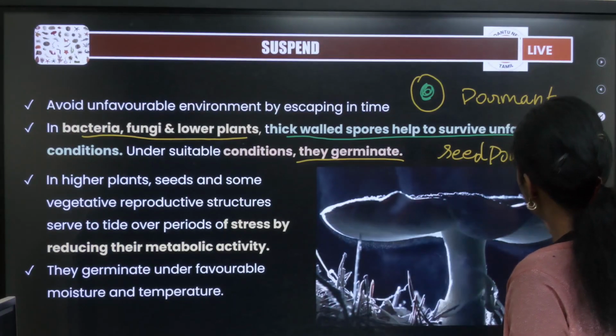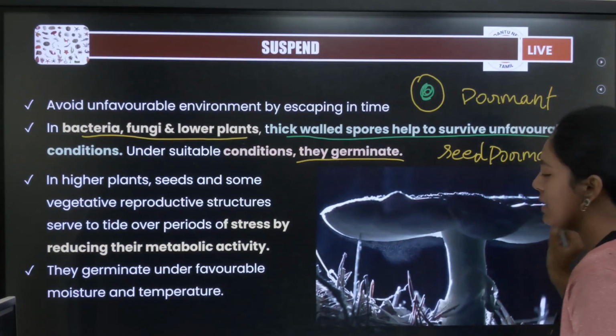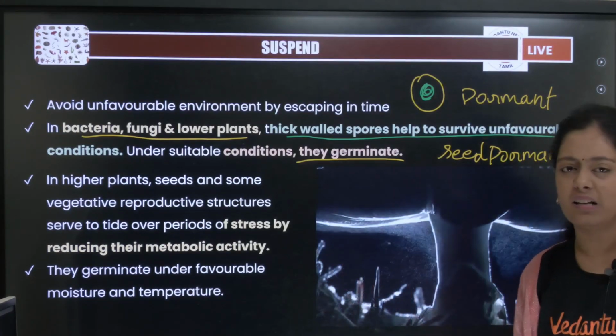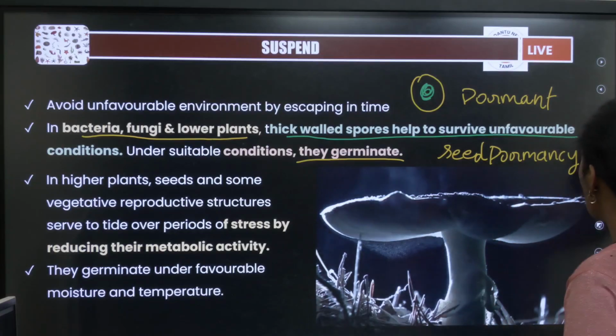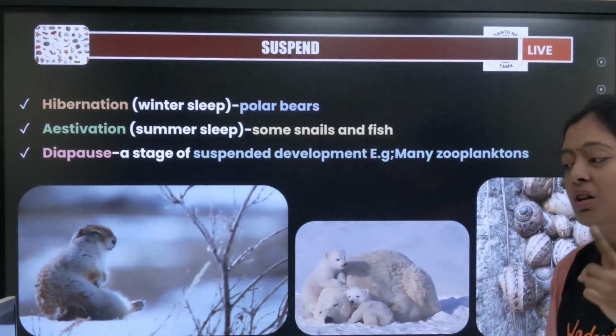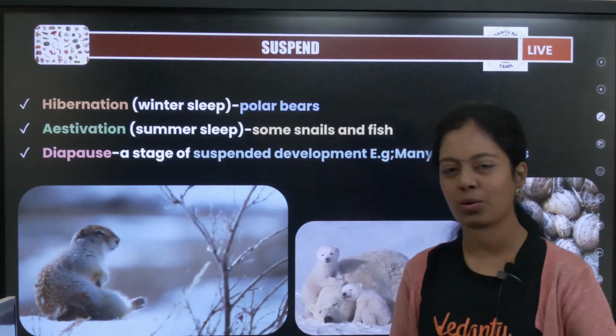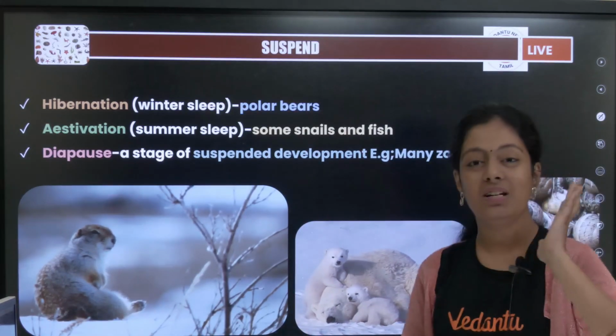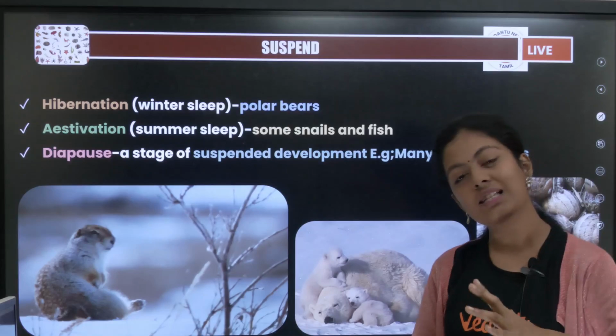Okay, or the germination will basically be paused. There are many like this. That is what we call suspend. So migrate is done, suspend is done. So in suspend, what do animals do? Hibernation, estivation, diapause. Okay, so what is hibernation?